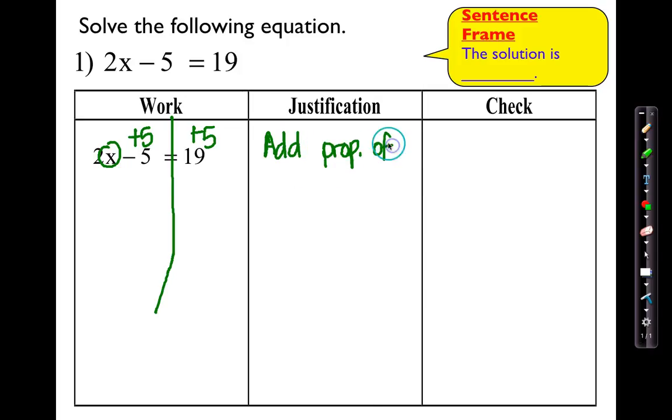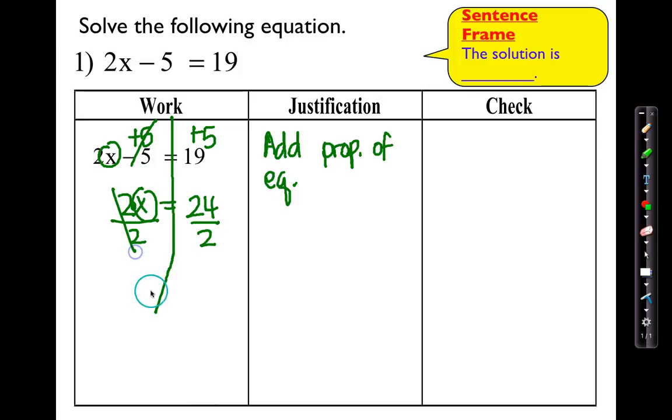Now I'm shortening the words for right now because I don't want to write the whole thing, but that is utilizing the addition property of equality. By doing that, -5 plus 5 is 0. That's going to leave me with 2x equals 24 because 19 plus 5 is 24. I'm still trying to isolate that x, so this does mean 2 times x. Well, to do the inverse of multiplication, that's going to be division. So instead of multiplying by 2, I'm going to divide both sides by 2.